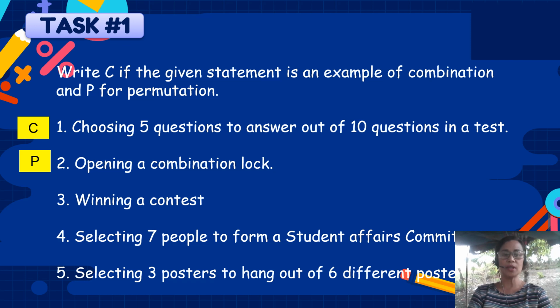Number 3, winning a contest. Of course, if it's a contest, there's always a first, second, third. This one is a permutation, P. Number 4, selecting 7 people to form the students affair committee. It's a combination. Last, selecting 3 posters to hang out of the 6 posters you have. It's a combination. So if you're able to get C, P, P, C, C, then you are a perfect student. Very good.